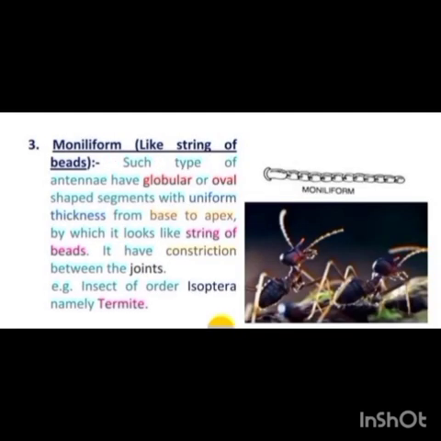3. Moniliform, like a string of beads. Such type of antenna has globular or oval-shaped segments with uniform thickness from base to apex, by which it looks like a string of beads. It has constriction between the joints, e.g. insect of order Isoptera, namely termite. Here is the picture of moniliform antenna on the right side.